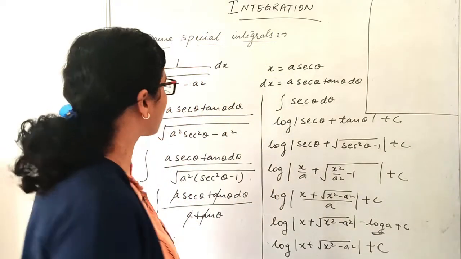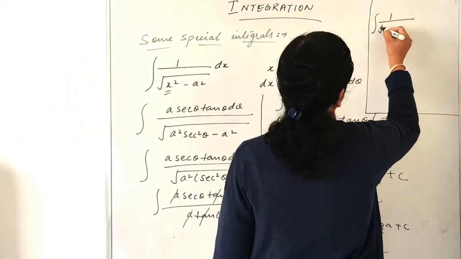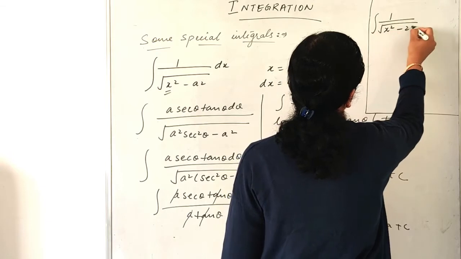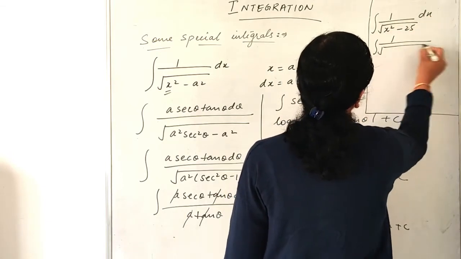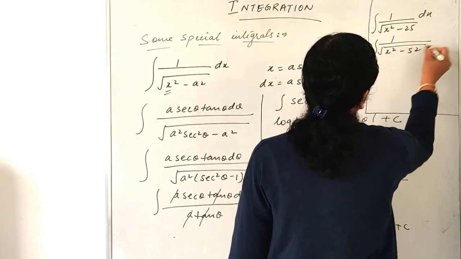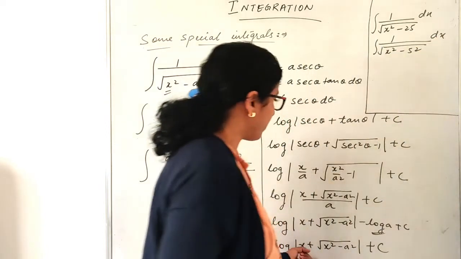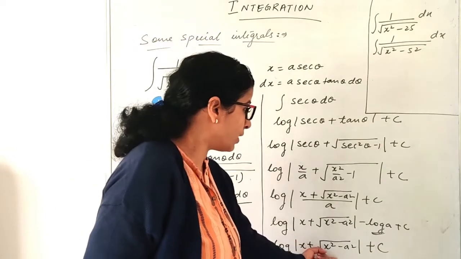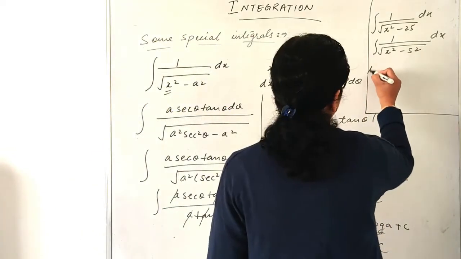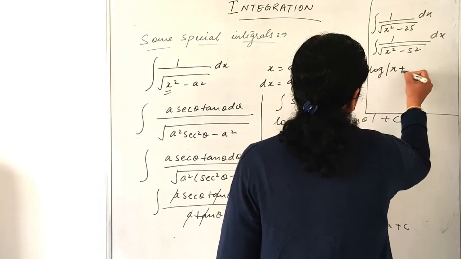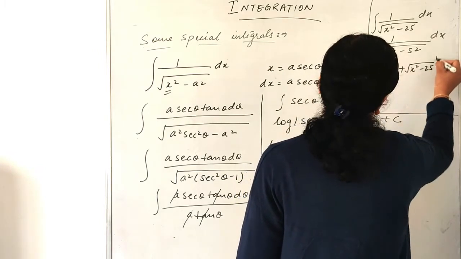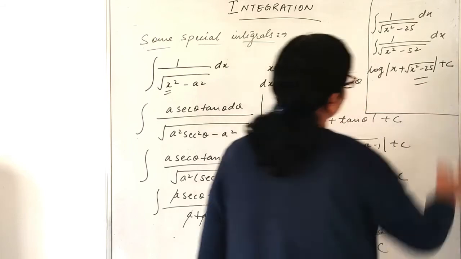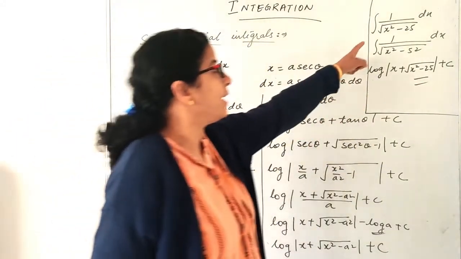So if we have a question of kind 1 upon root x square minus 25 dx. So what you can write? 1 upon root x square minus 5 square dx. Substitute the value of a in this formula. You will get the direct answer. So it will become log (x plus root x square minus 5 square), or directly you can write 25, plus c. So this is the required answer for this integral.